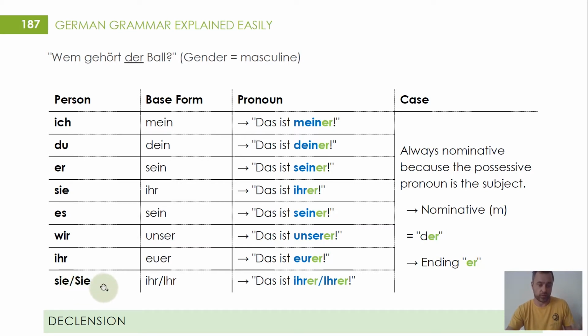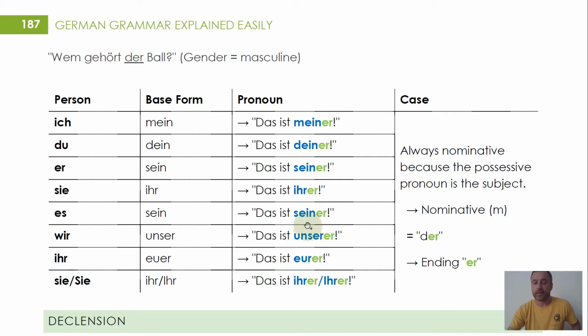So this is you, just you, yours again, with the capital S. Here we have ihr. So those are the different versions. It always depends on the owner. So das ist meine, das ist deiner, das ist seiner, das ist ihrer, and so on. And you can see here, we have the base form plus the ending.